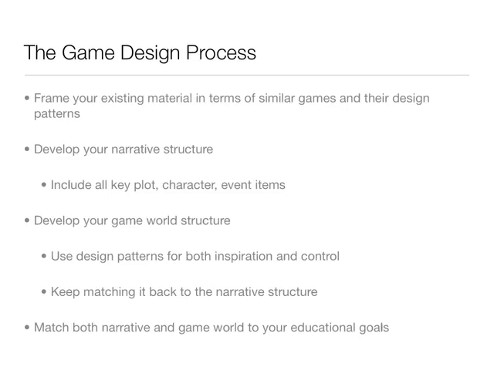Now you're not just talking about the general, what does the story look like, you really want to flesh it out. Next, you want to develop your game world structure, and here you have to remember two things. First, you can use the design patterns for both inspiration but also control of your game structure, and second, keep matching it back to the narrative structure. It's very easy to come up with an idea that says, oh, this would be great to add to the game, and then you realize if you go too far along with it that it actually contradicts what your narrative structure should look like at this point in the game. And finally, you want to match both narrative and game world to your educational goals as you go through the process. So that's the overall outline for the process.